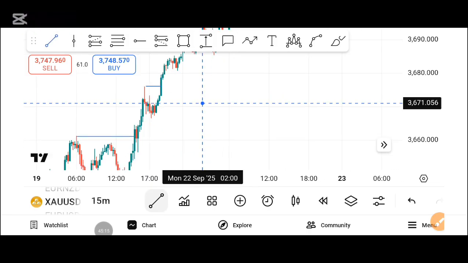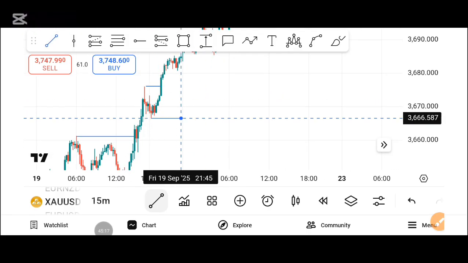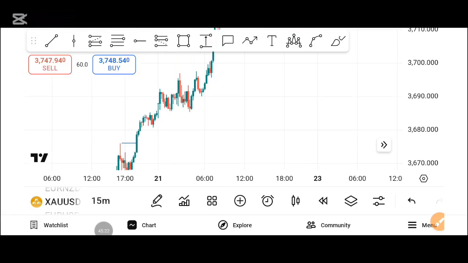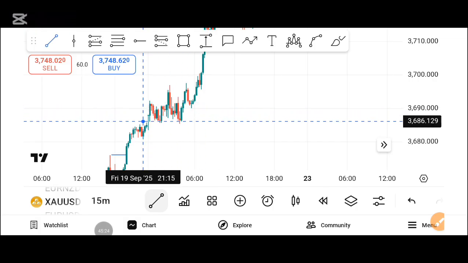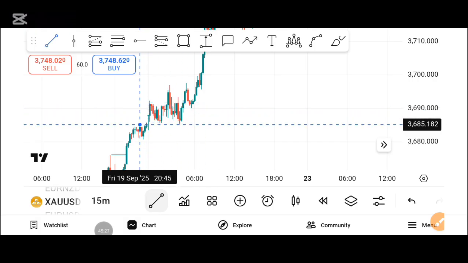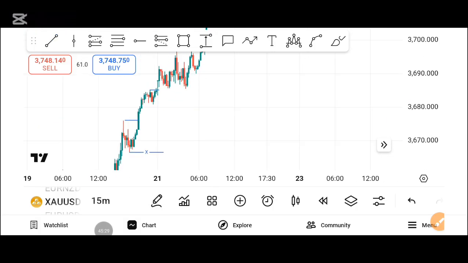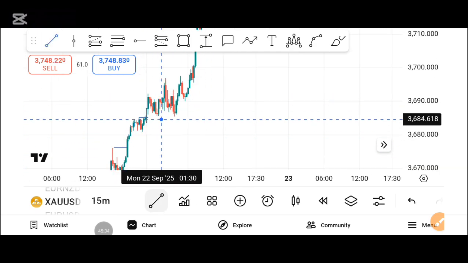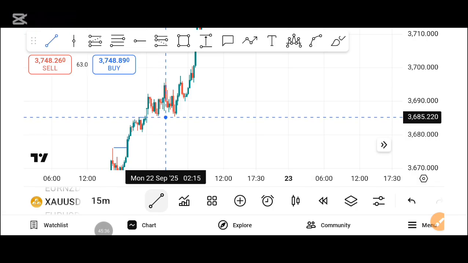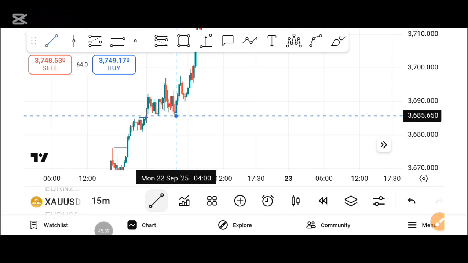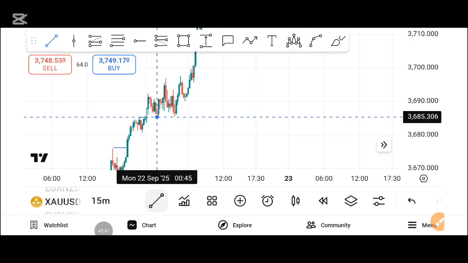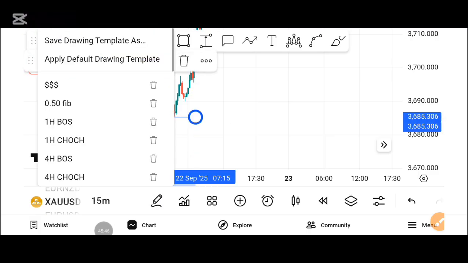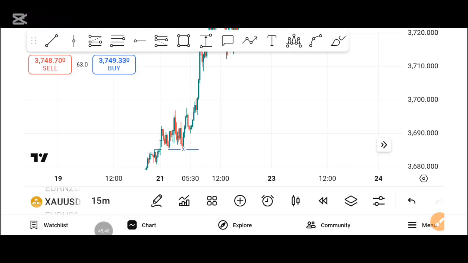Where is our inducement? Our inducement will not sit down here. Alright, so here we had another break here. Our inducement keeps transferring from the down part to this point. Here we have a valid pullback. This is our inducement. Price did not take out this inducement. Inducement was sitting down here. Alright, so that is it.